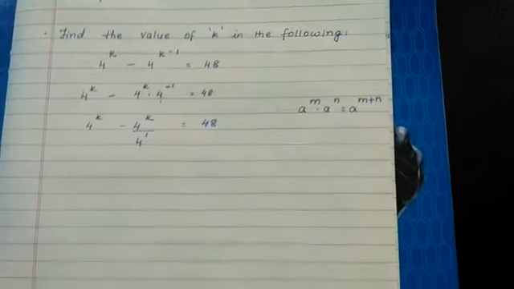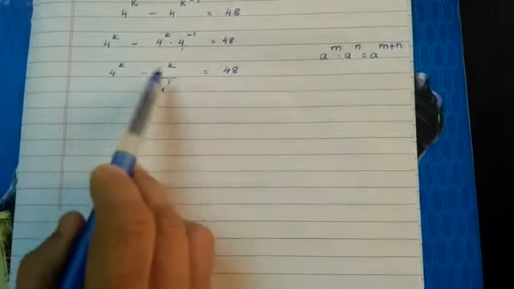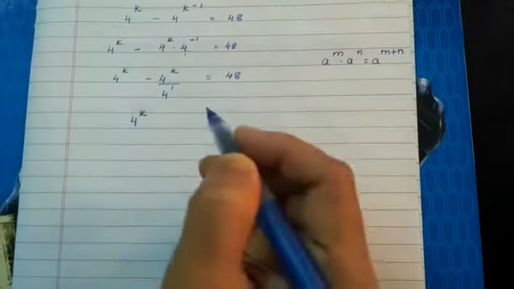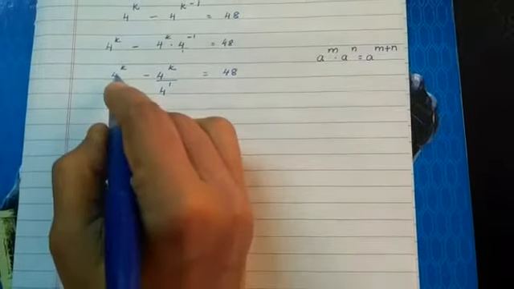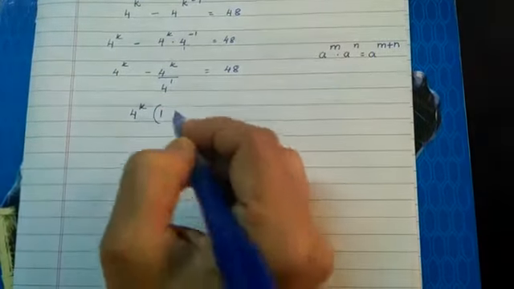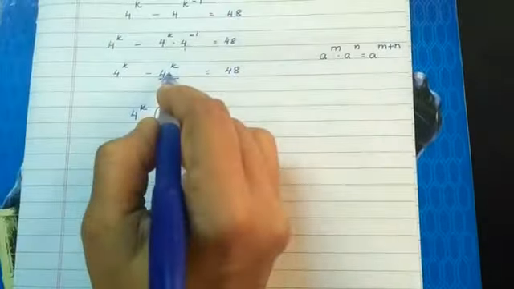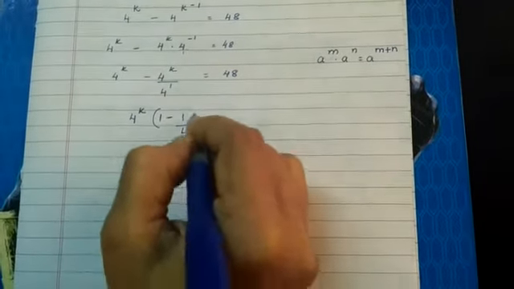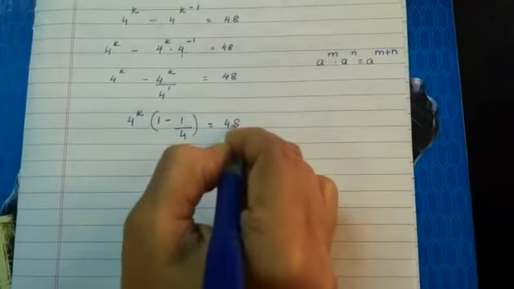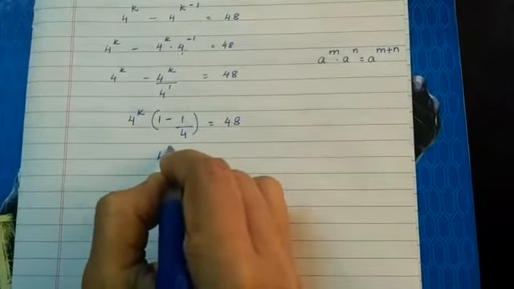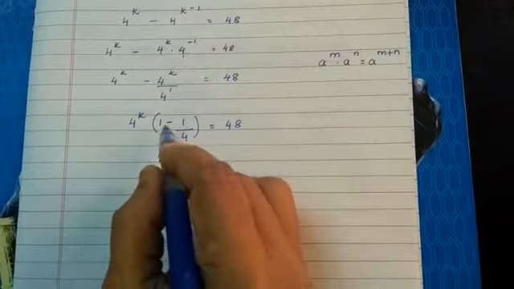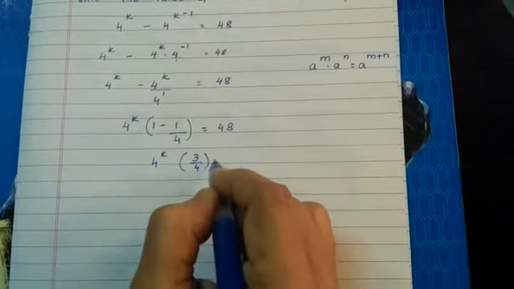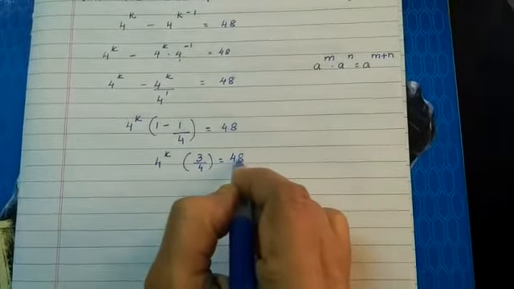Now children, you can see that there is 4 raised to k common in both these numbers. So we will take 4 raised to k outside, and if you take 4 raised to k out, only 1 will remain: 4 raised to k into (1 minus 1 by 4) is equal to 48. Now if you take a quarter away from 1, the remainder is 3 by 4, so 4 raised to k into 3 by 4 is equal to 48.